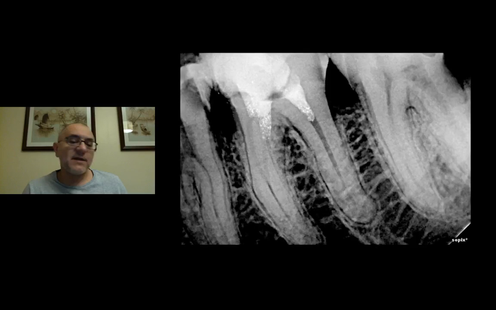And this is a mandibular, so we just don't do it in maxillaries. This is a mandibular molar where we also did partial pulpectomy in the root canals.